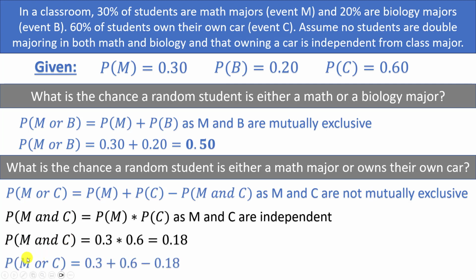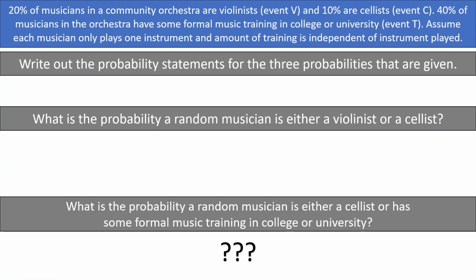Finally, we need to find the probability of M or C, and we have all three numbers that we need, so we can just plug them in. We have 0.3 plus 0.6 minus the 0.18 that we just found. The answer is 0.72. There is a 72% chance that someone is majoring in math or owns their own car. Alright, so here is a problem for you to try. Pause the video and give it a shot, and I'll be right back to help you out.